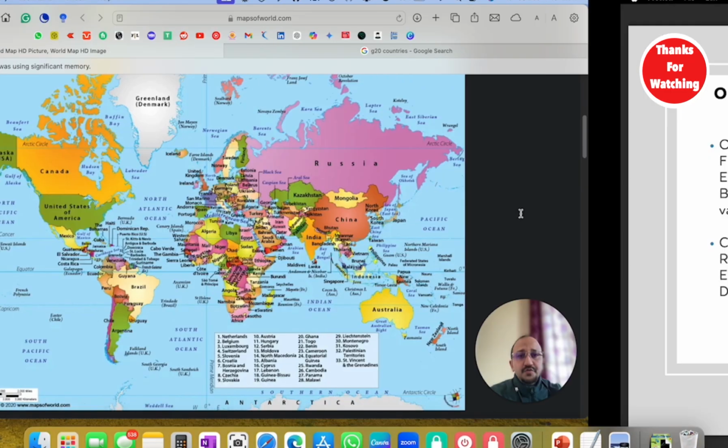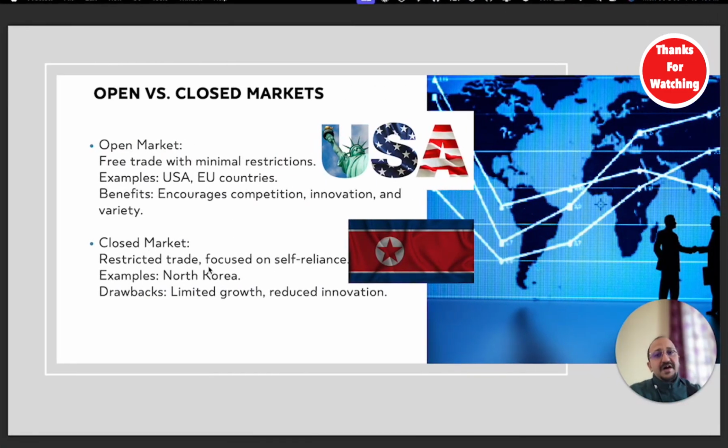So what do you mean by closed markets? Closed markets are those markets who believe they're self-reliant, who believe in Atmanirbhar. They don't need anybody. But guys, there is a big drawback in this. The growth is limited. The innovation is limited.